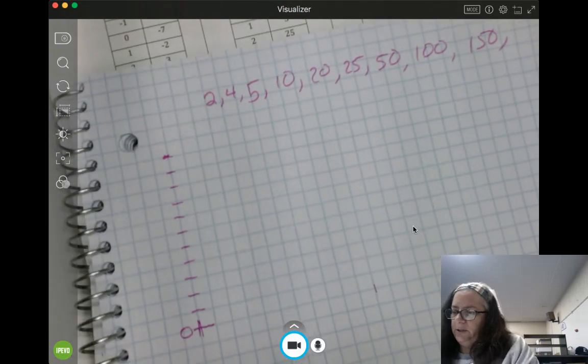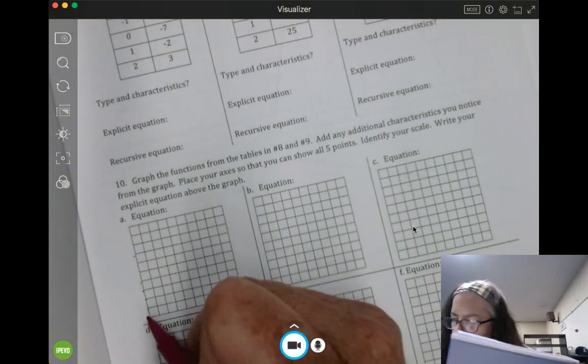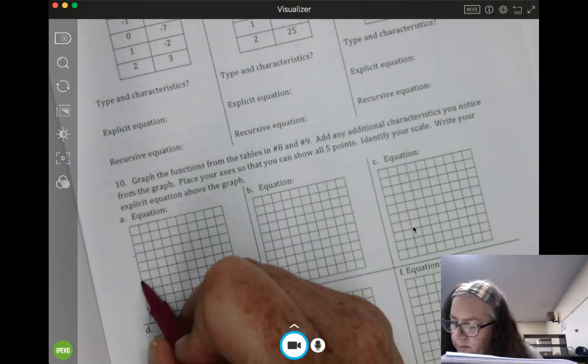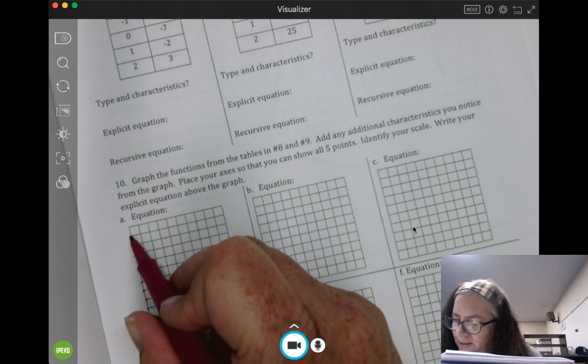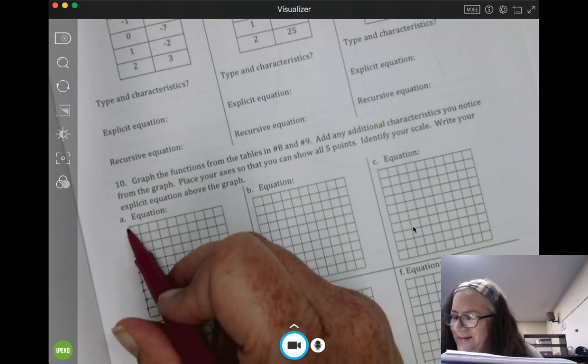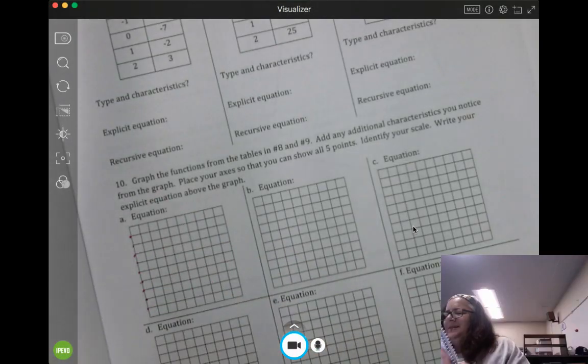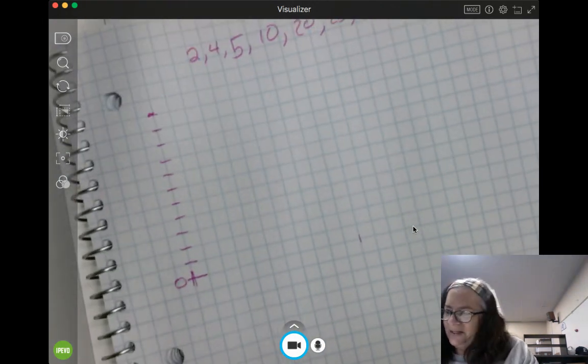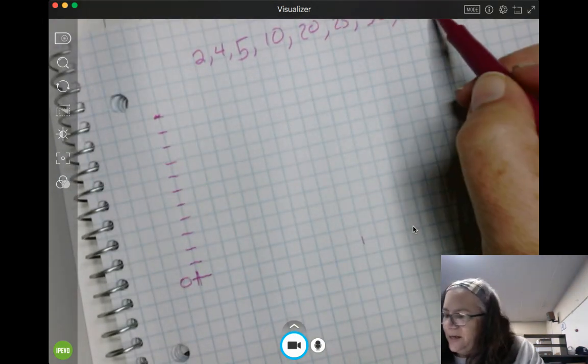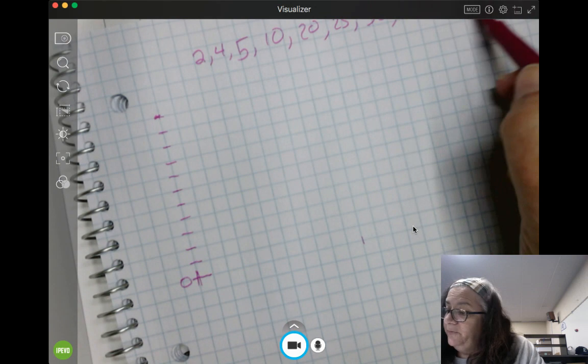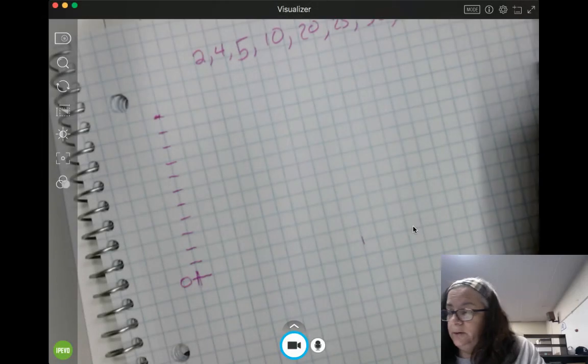Let me just double check in the book. Can I use 100? 100, 200, 300, 400, 500, 600, 700, 800, 900, 1,000. I don't have enough space to use 100 because it goes over 1,000. So what's my next option? I could use 150 or I could use 200.